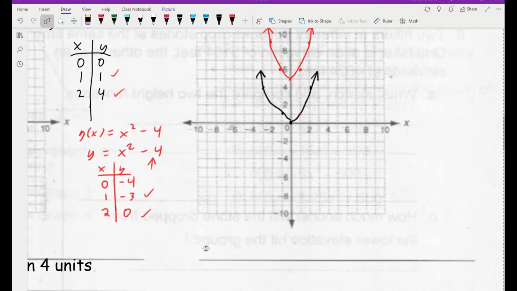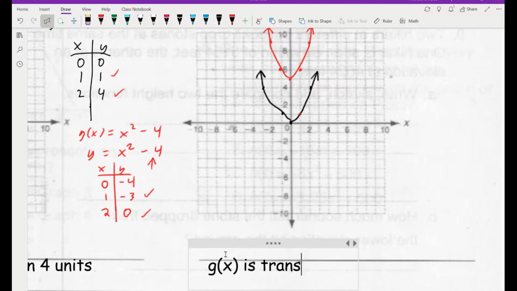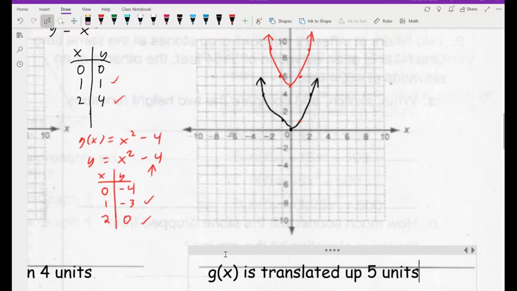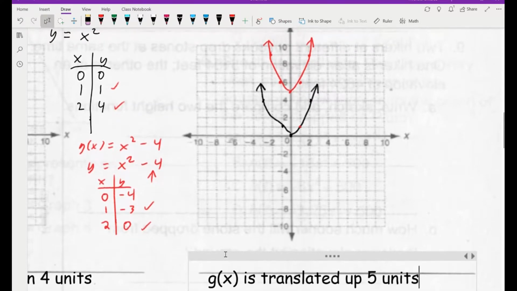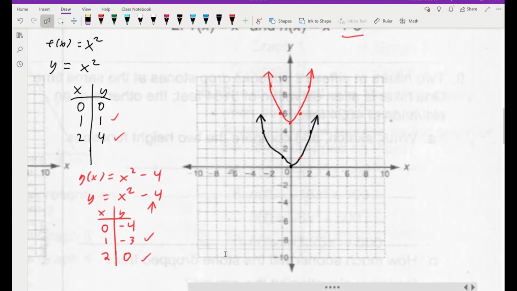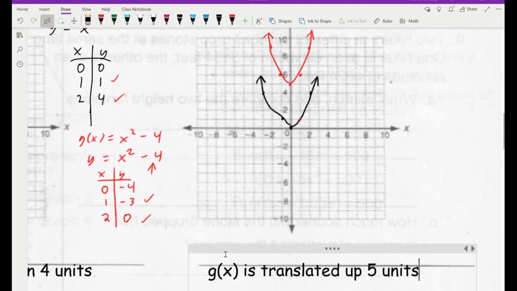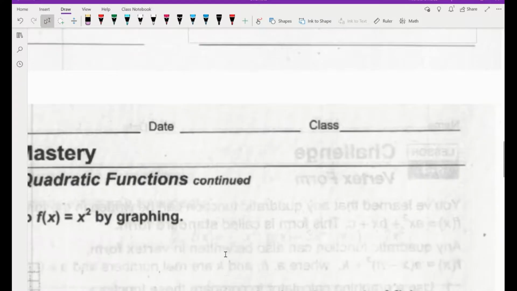And again, I know these are probably the worst parabolas you've ever seen. G of x is translated up 5 units. Up 5 units. 2, 3, 4, 5. Yeah, I'm just looking at 6. I want to make sure the points were good. Now let's look at the next page.